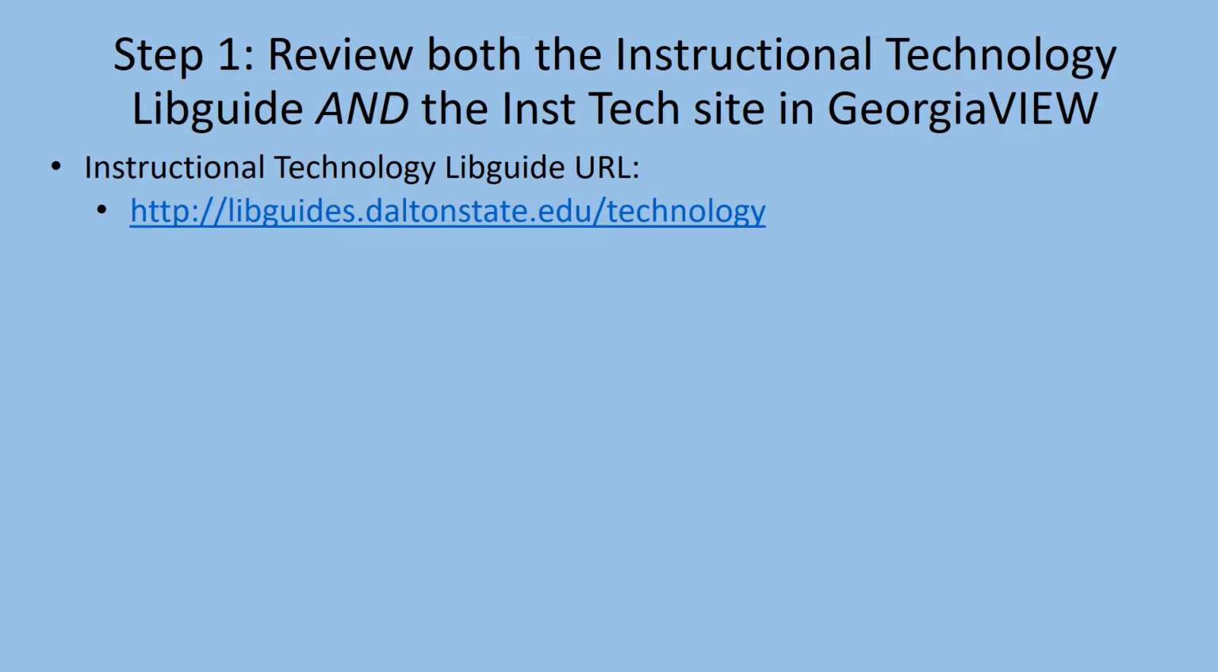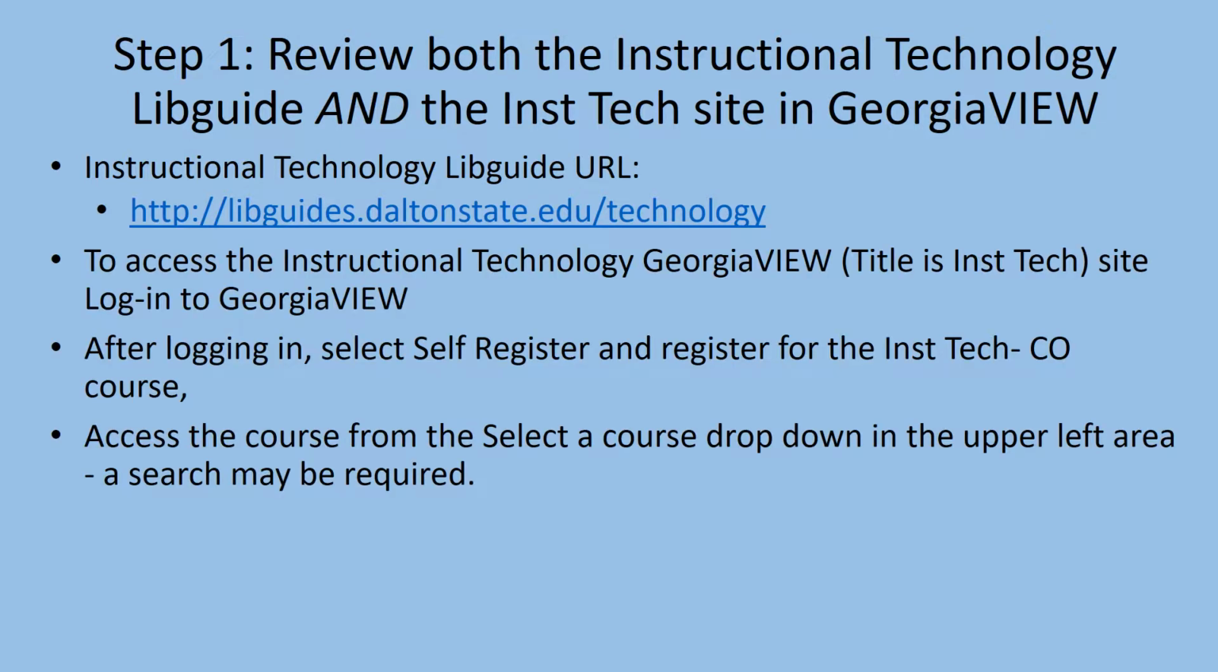The first step is to review both the Instructional Technology LibGuide and the Instructional Technology site in Georgia View. The LibGuide is there at this URL. The Georgia View site is in Georgia View, and you have to self-register as these instructions show, and it's actually called the Inst Tech. And this has a lot of good information that we couldn't put on the LibGuide. That's why there's two places. And both sites have a lot of really good information for teaching hybrid.